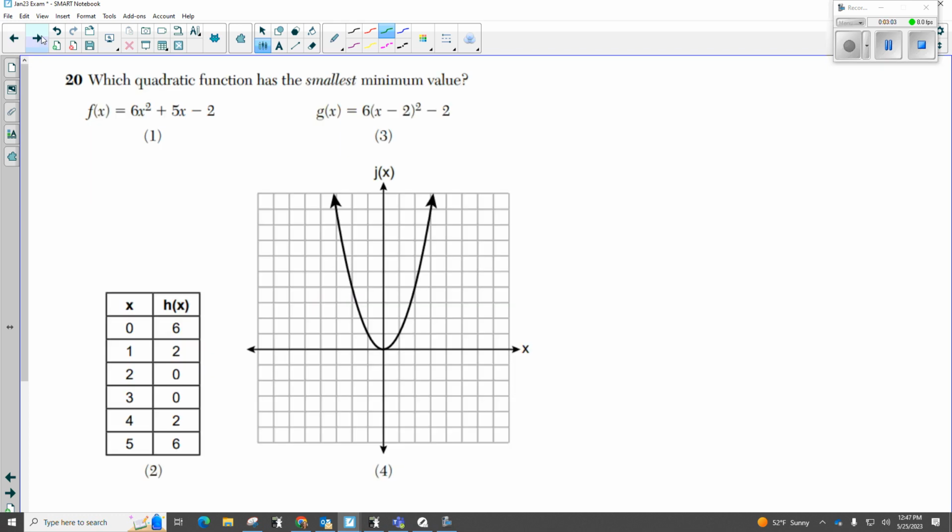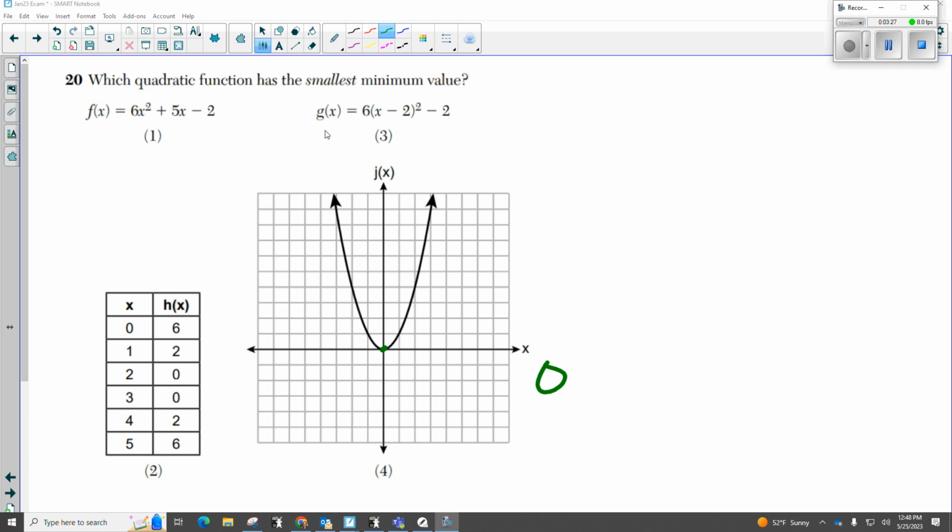And number 20, which quadratic function has the smallest minimum value? Okay, so first of all, let's talk about the minimum. I'm going to use number 4. The minimum is the lowest point on the graph. So we can see the minimum value right here on the graph, and that value is 0 right there. So we have a minimum value of 0.